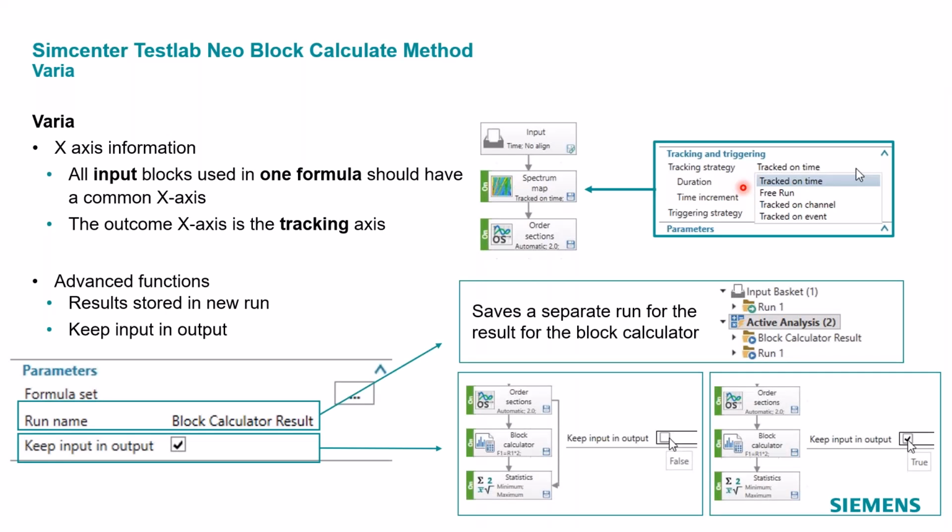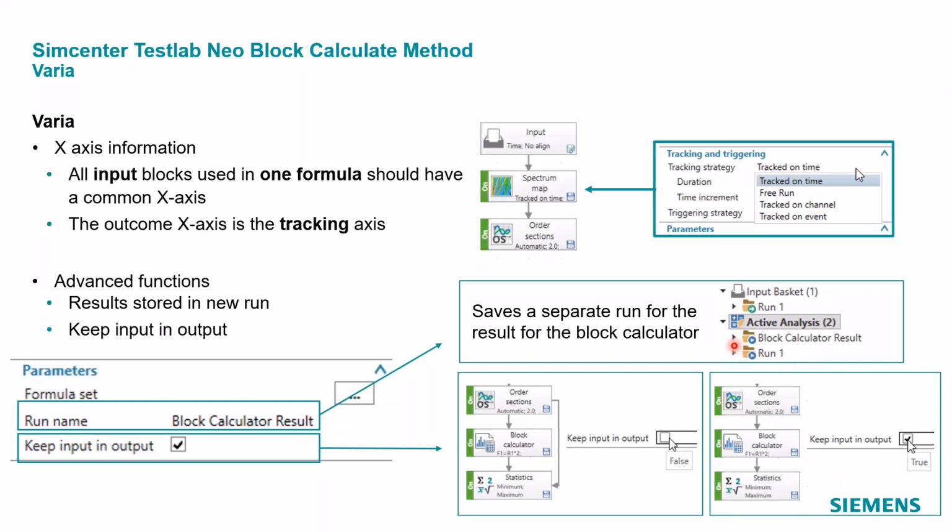Some additional options: I can store the results in a new run if I wish, and I can just specify the run name, and I can also keep the inputs and outputs. So if I'm going to use the results of the block calculator method in additional methods, maybe I want to keep the input feeding into it as well as the output. By default, we just keep the outputs. So these are options. When you go into the block calculate method, you'll see the formula set we can open up, and you'll see the run name, as well as the option keep input and output. So here's an example as well.